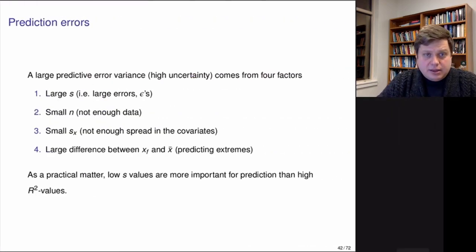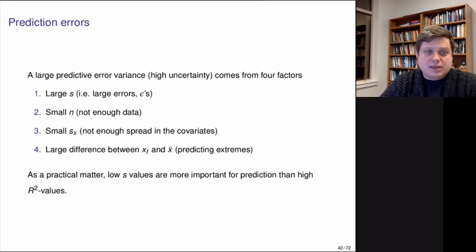All right, so let's talk about the prediction error. A large prediction error basically means that we have high uncertainty, and it comes out of these factors: large S, large deviations of values of y from the line; small n, not enough data; small s of x, not enough spread in the covariate, not enough diversity in the incoming data set; and a large difference between x of f and x bar, which means we're trying to predict an extreme, and you should be very suspicious of a linear model in those cases when you try to predict the extremes.